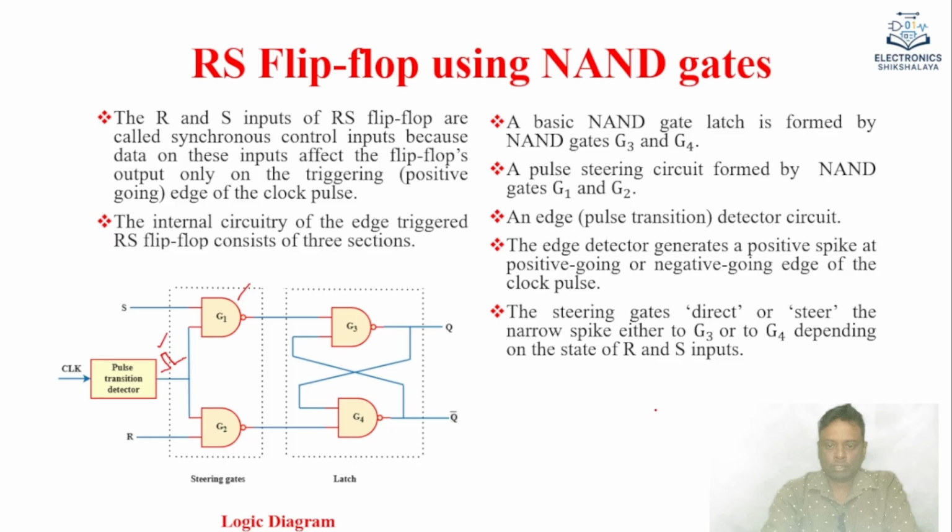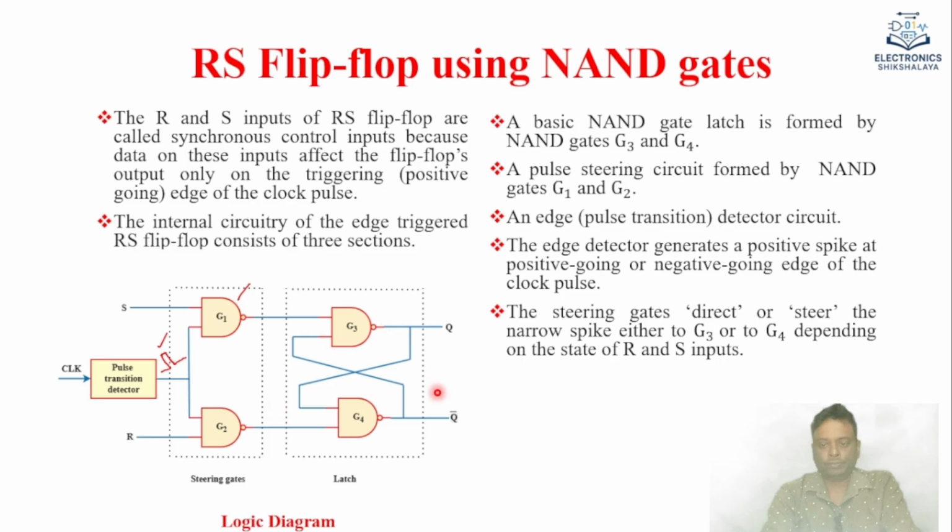The steering gates steer, or direct, the narrow spike. This is the narrow spike, going to G1 and G2, and it passes through to G3 and G4, that is the latch, depending upon the R and S inputs.